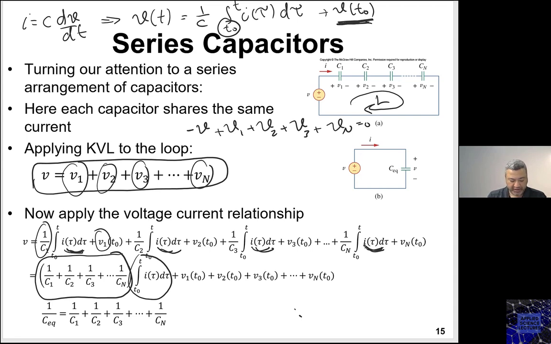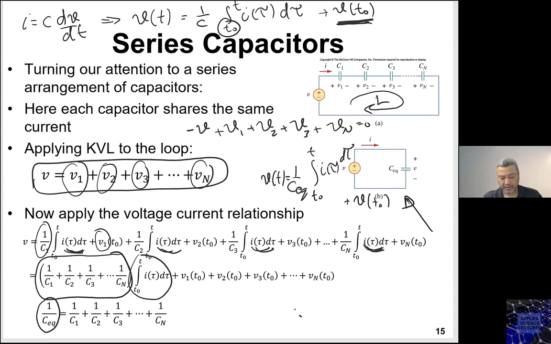Right? So which means that this is 1 over C equivalent, because if you go back to the circuit and you want to write the voltage, you know that the voltage here, V(t), equals 1 over C equivalent, then the integration from t naught to t of I(tau) d tau, plus V(t naught). Sorry for the tight space here. I can rewrite this one if you want.